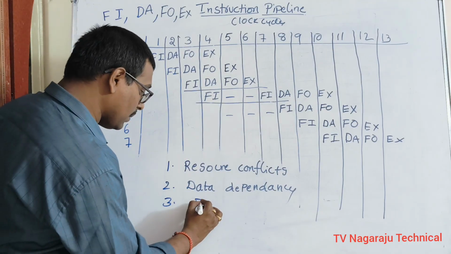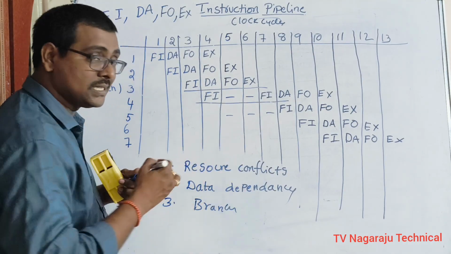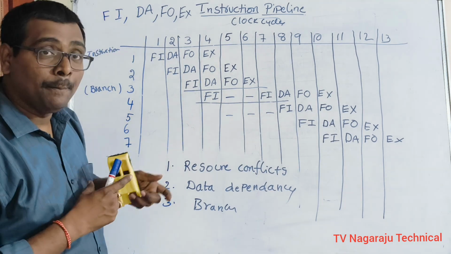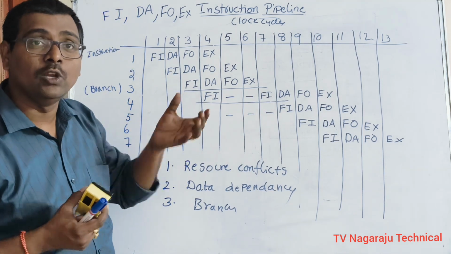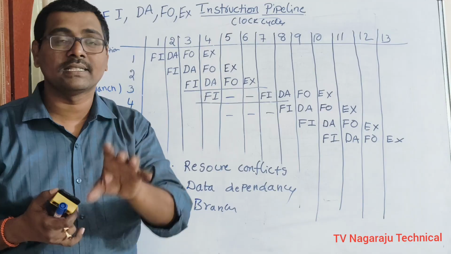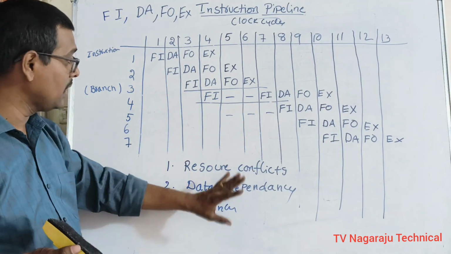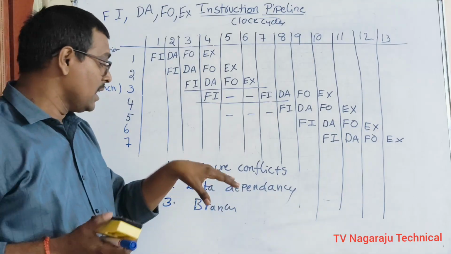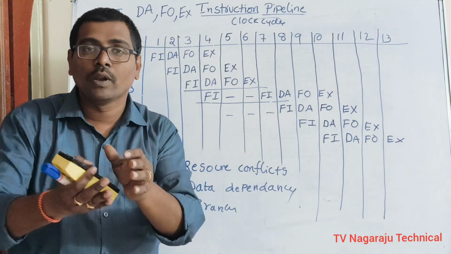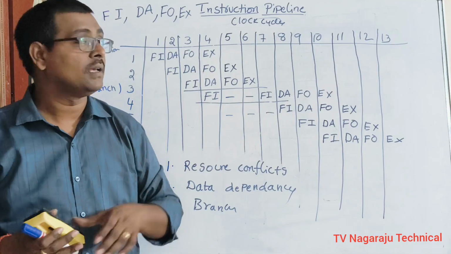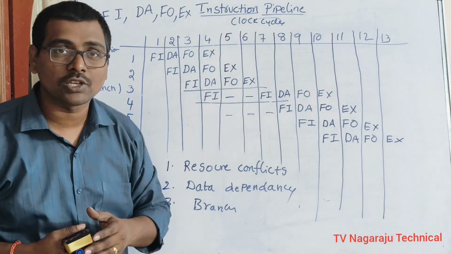One more problem is branch dependency. If we have a branch instruction, we need to update the program counter value, we need to update the addresses and data. Again, you need to fetch the instructions from the memory. Anyway, these problems are overcome in the next session by using RISC pipeline. That is the concept of instruction pipeline.